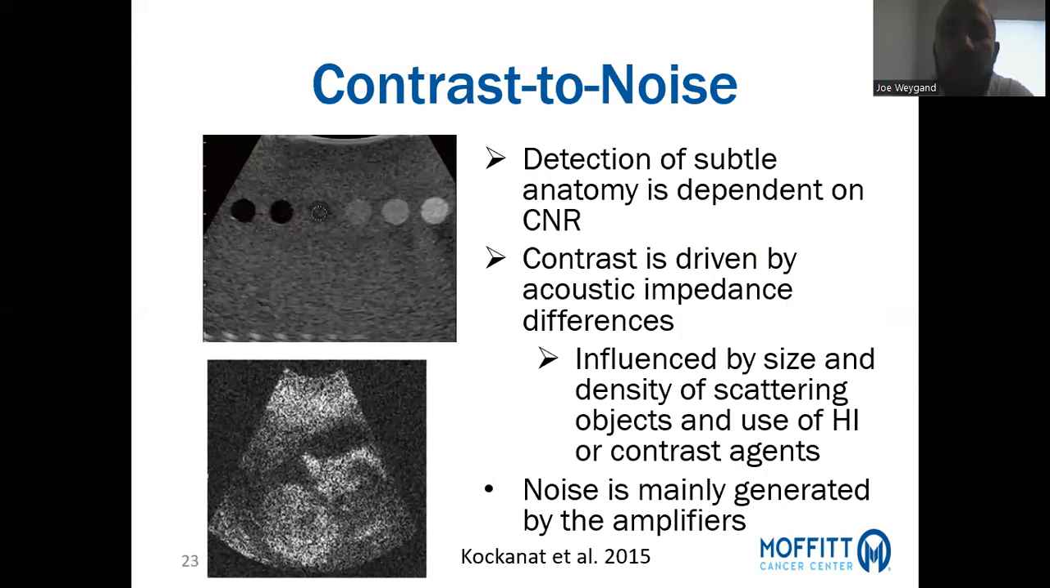Another major image quality metric is known as the contrast to noise ratio. Here the detection of subtle anatomy is dependent on this contrast to noise ratio. There are two components of that, right? Contrast and noise, as the name suggests. The contrast is driven by acoustic impedance differences. This is also mildly influenced by the size and density of the scattered objects, the use of harmonic imaging or exogenous contrast, and the noise is mainly generated by the amplifiers.